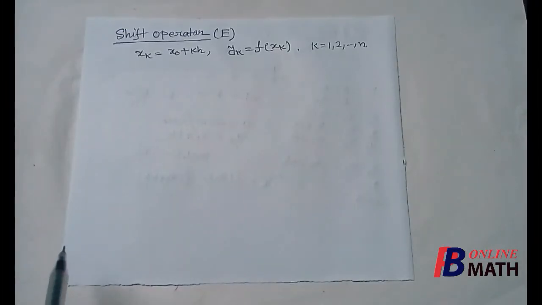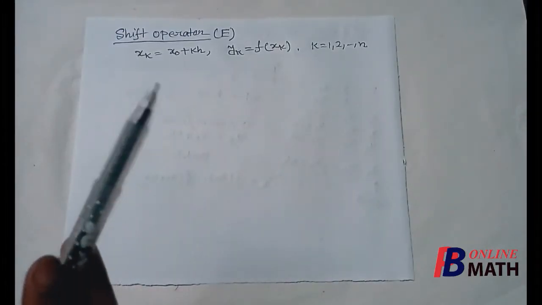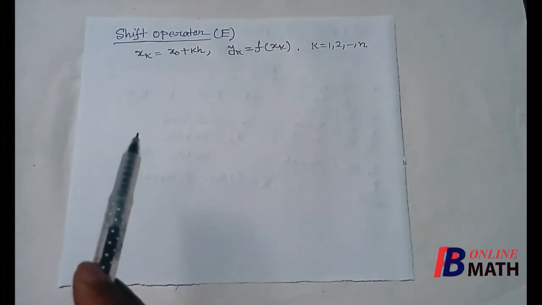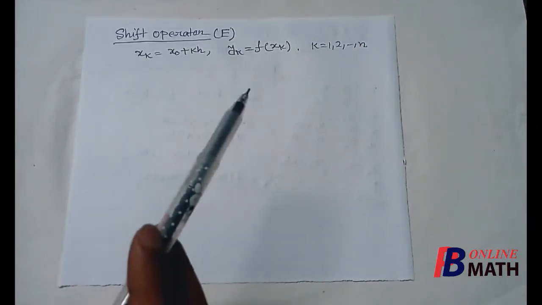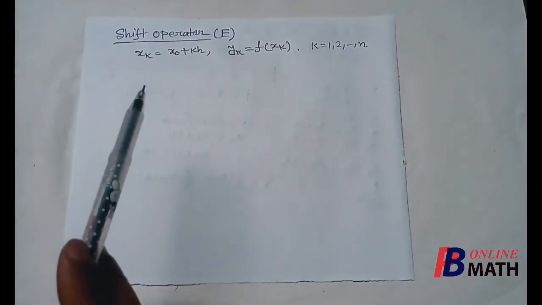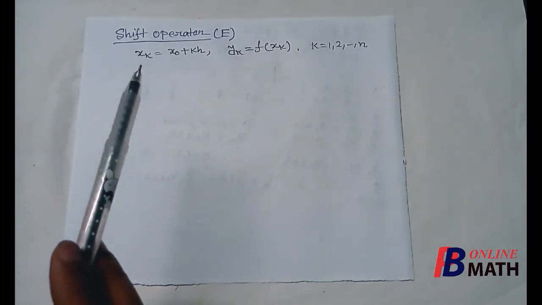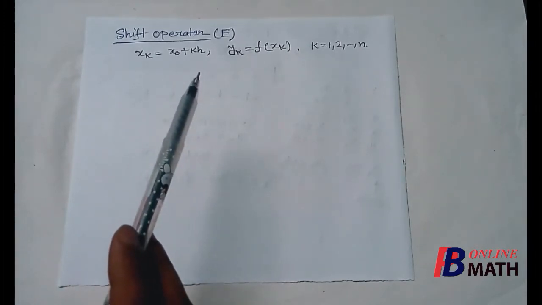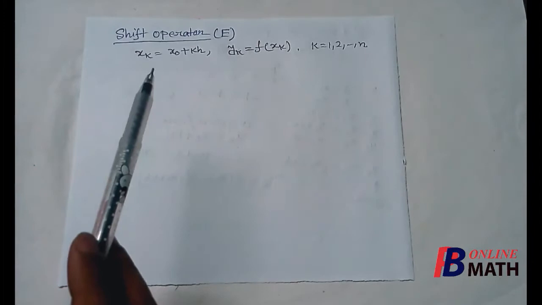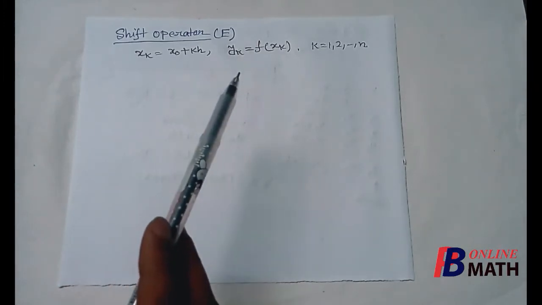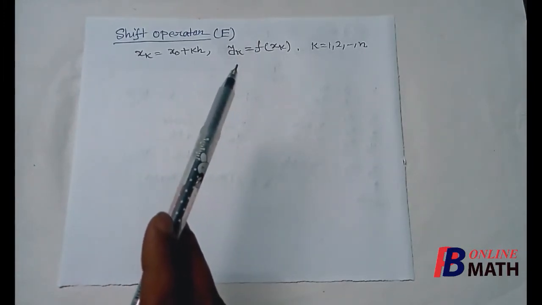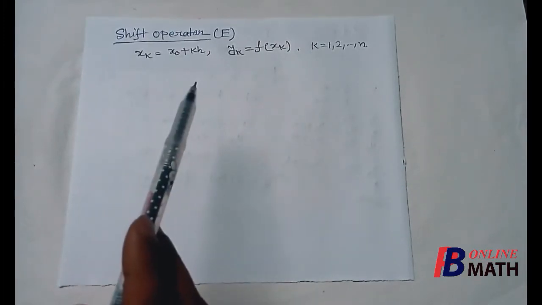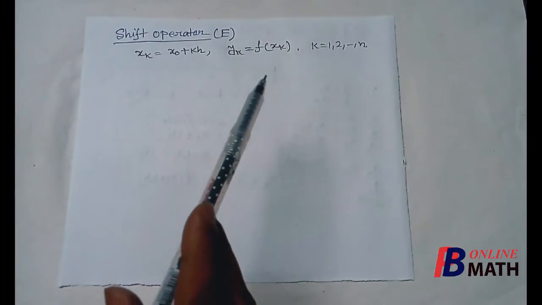Next we consider different types of operators. First one is the shift operator, which is denoted by capital E. Before that, we just recall that we have equidistant arguments denoted by xk, defined as xk equal to x0 plus kh, and the functional values at the arguments are called entries, given by yk equal to f of xk. So we have n plus 1 arguments and corresponding n plus 1 entries.